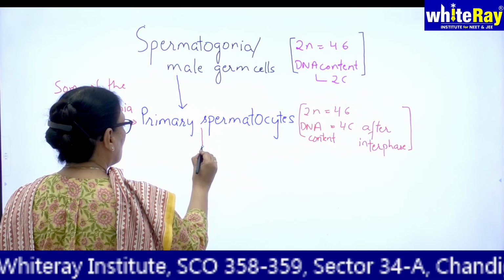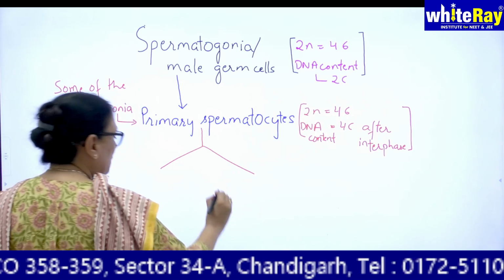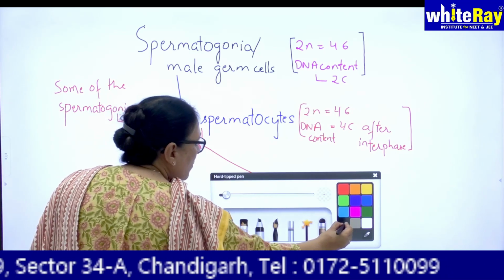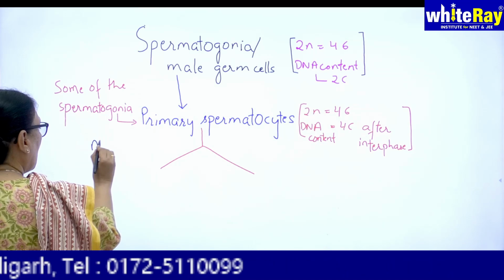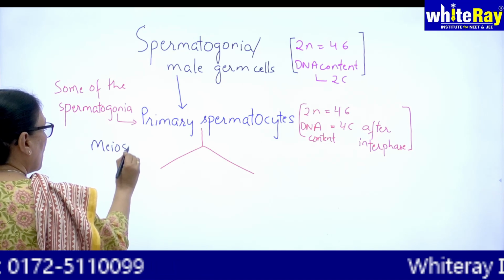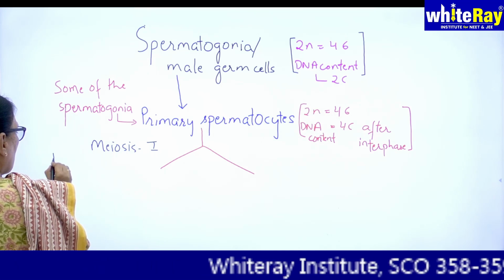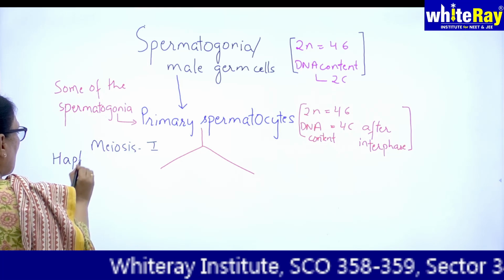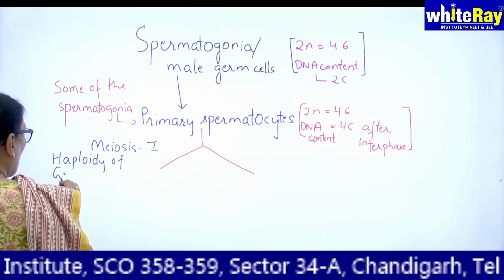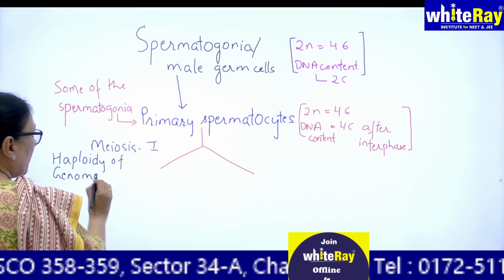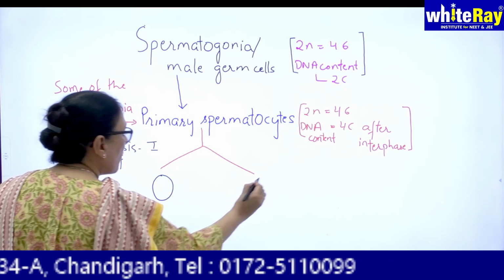The primary spermatocyte undergoes meiosis 1. Meiosis 1, we know, is a reductional division. During meiosis 1, haploidy of the genome occurs. And now we are forming two secondary spermatocytes.